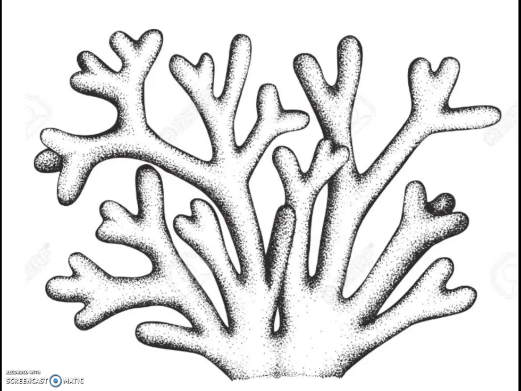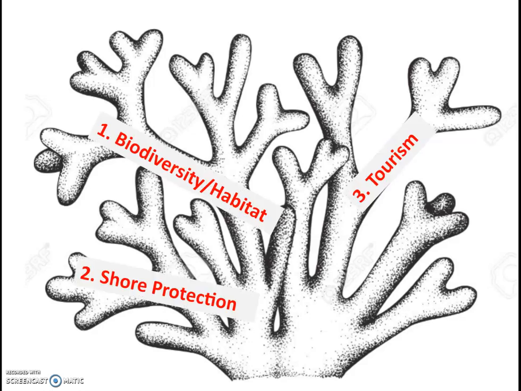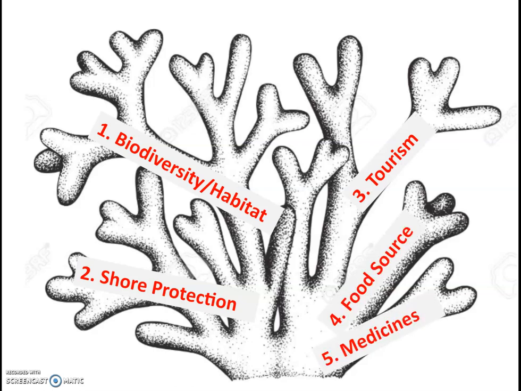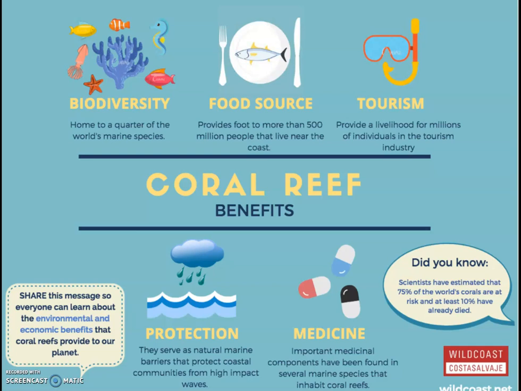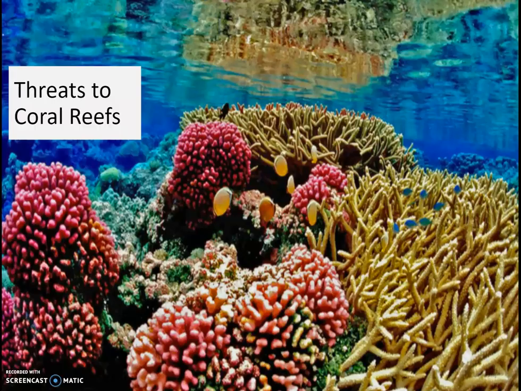Coral reefs provide quite a few benefits. They provide biodiversity and habitat. They provide shore protection. They're good for tourism. They're used as a food source. They're used for medicines. If we look at this infographic right here, they're home to a quarter of the world's marine species. They provide food to more than 500 million people that live near the coast. They provide livelihood for millions of individuals. They serve as marine barriers and protect coastal communities. And important medicinal components have been found in several marine species that inhabit coral reefs.